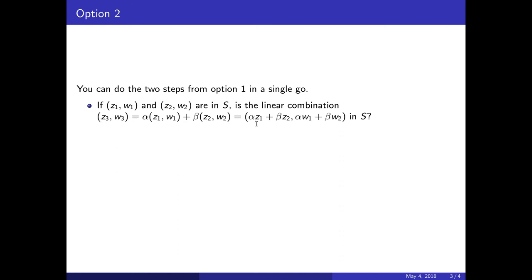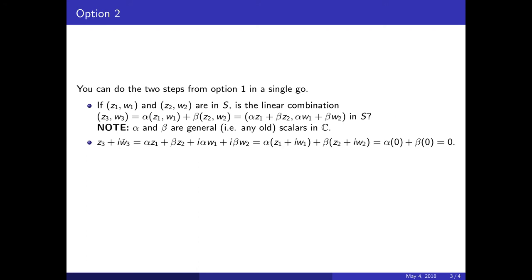So Z3 will be equal to alpha Z1 plus beta Z2, W3 will be alpha W1 plus beta W2, and you want to test if that's in S, bearing in mind that alpha and beta are any old general complex scalars. So how do we test if the vector Z3, W3 is in S? Well, the condition is first component plus i times second component should add up to 0. So in other words, we want to see Z3 plus i W3, is it 0 or not?